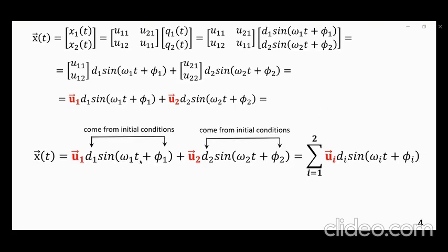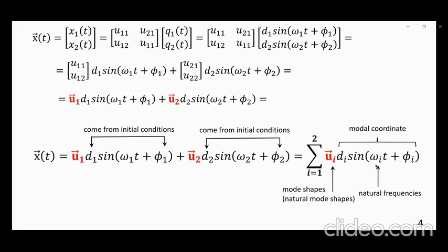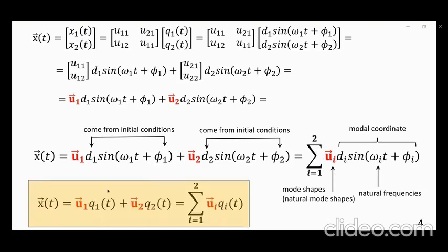Now, remember I said that these come from initial conditions. And these are called modal coordinates. This whole thing is your Qi, which means Q1 and Q2, and i goes from 1 to 2. These are the mode shape associated with mode i, and this is the natural frequency associated with mode i. In other words, this big box summarizes the whole thing.